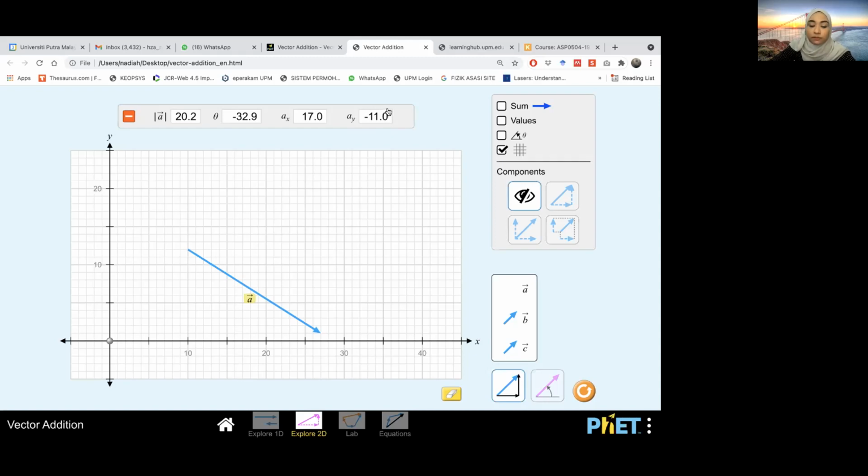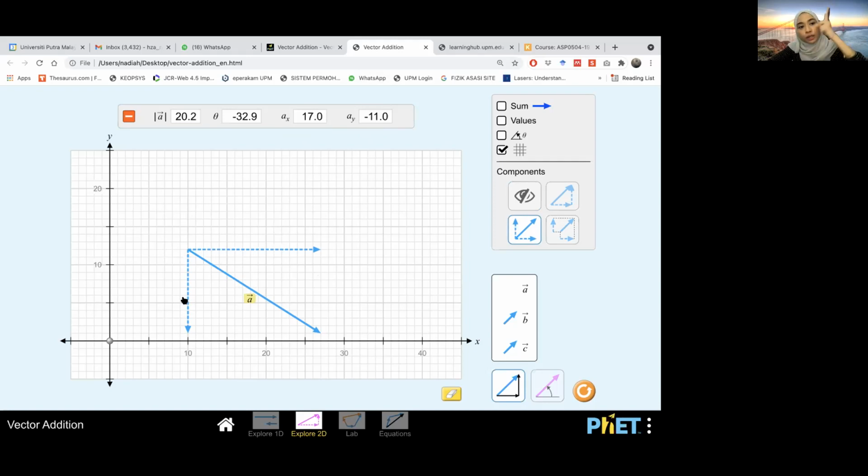Tadi semua positif. Tadi kita punya S vector, the value of the X and the value of the Y was positive. Now we have this A vector, we have the X component as positive, the Y component as negative. Why? Let's see. So I'm going to click on this and it gives me the X component over here and the Y component over here. So the Y component is going down.